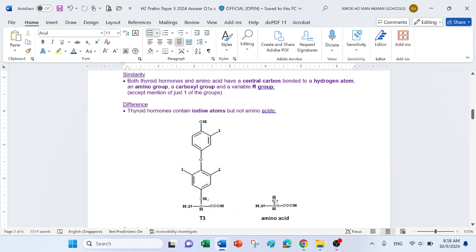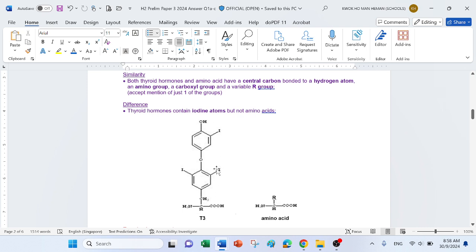Amino acid has an R group. For the thyroid hormone, it's not called an R group, but structurally you can see that it is similar in terms of the bonding to the alpha, the central carbon. Therefore, this would be the similarity with the amino acid, that both the thyroid hormone and amino acid have a similar general structure.